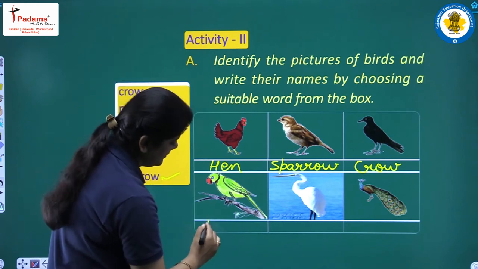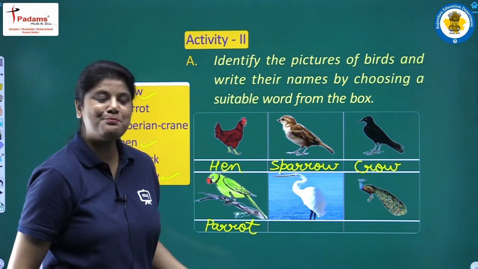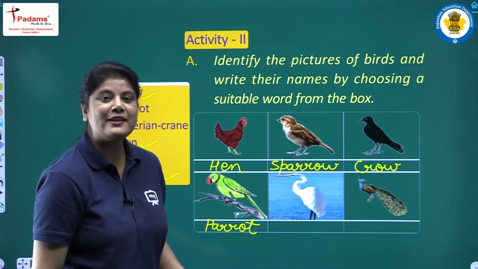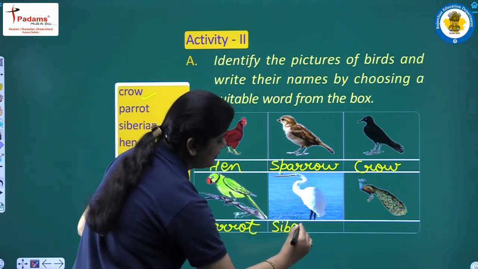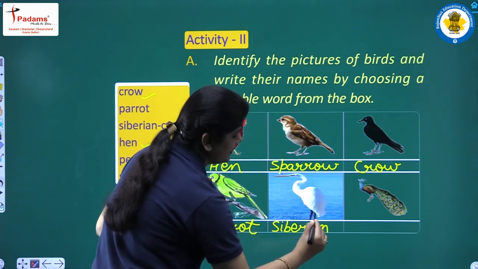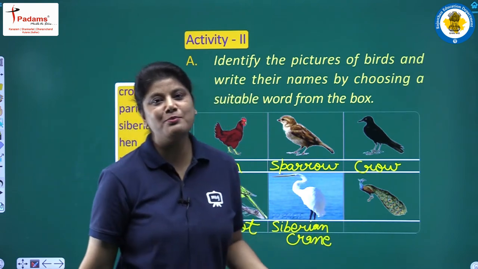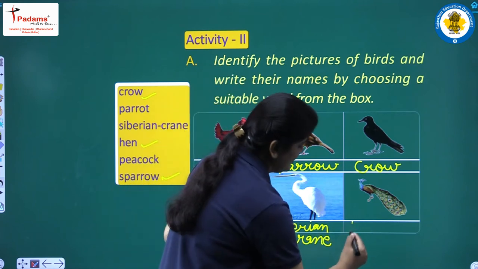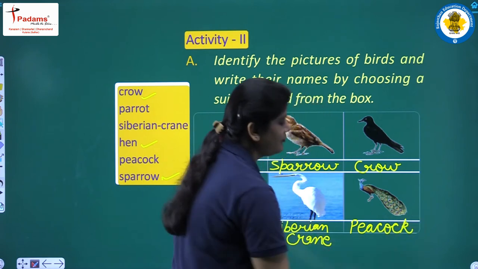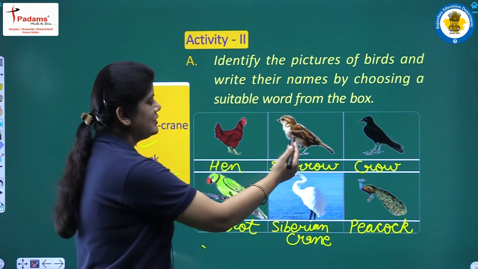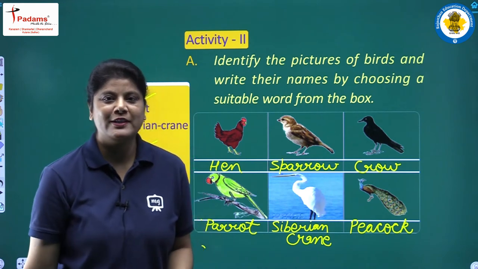Next, this is parrot. Have you seen any parrot? This is parrot. And this is Siberian crane. So we will write here Siberian crane. And this is our national bird, peacock. So we will write here peacock. Okay students, this is hen, sparrow, crow, parrot, Siberian crane and peacock. Now you got it?